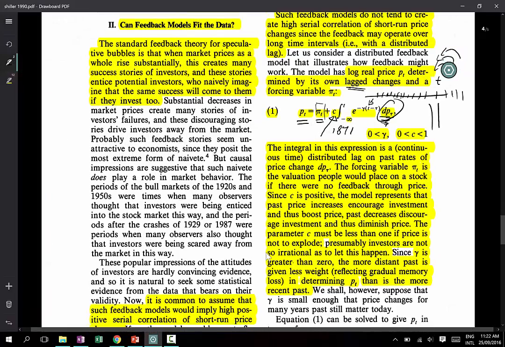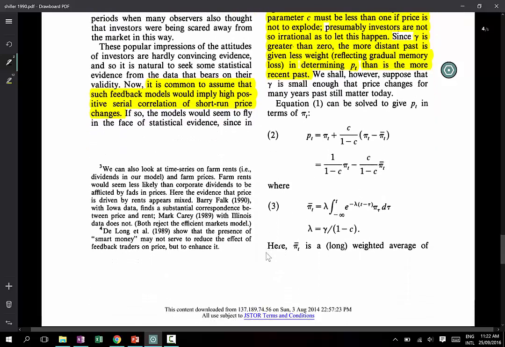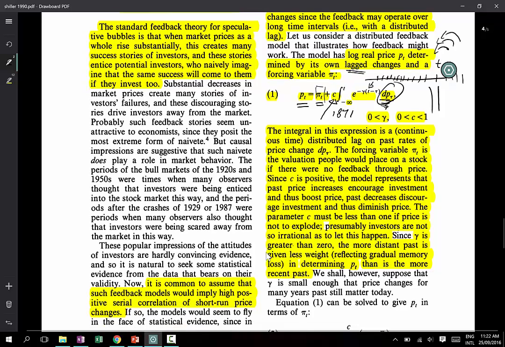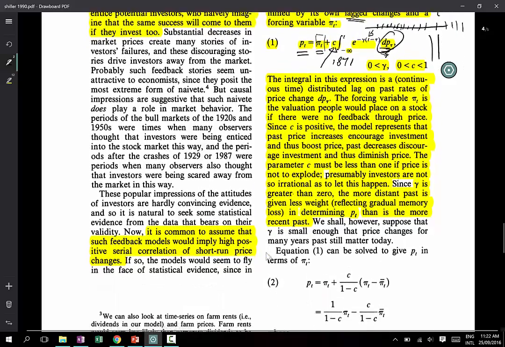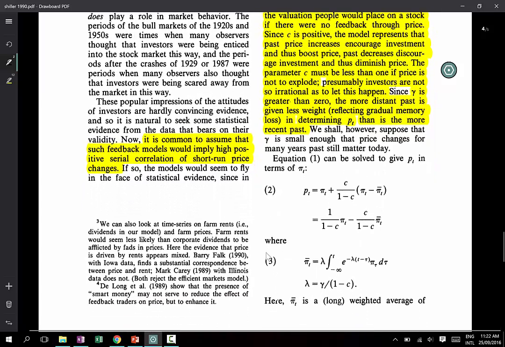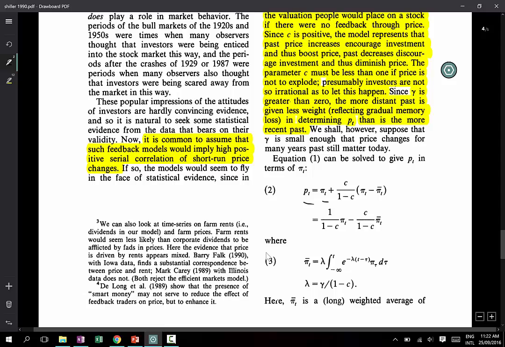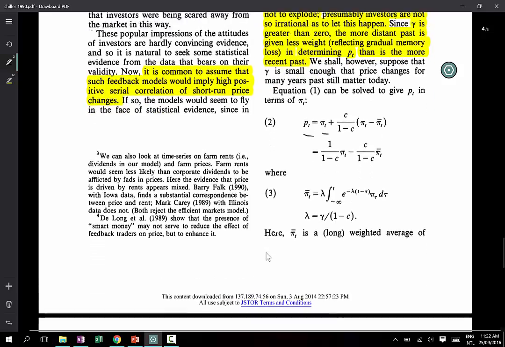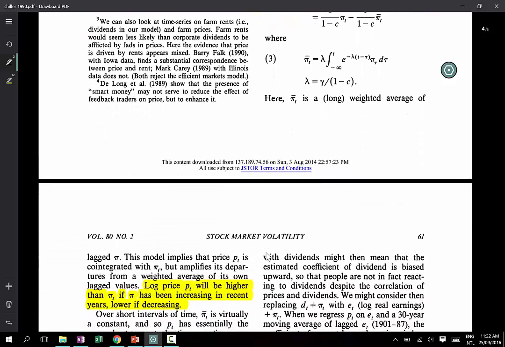Now, if you just scroll down a little bit, you see a couple more equations from the Schiller paper. So equation number 2 says Pt is equal to pi t plus little c divided by 1 minus c, multiplied by pi t minus pi t bar. And some of you might be wondering, what is going on here? And you've got equation 3 down there, where pi t bar is equal to an integral over time of price changes.